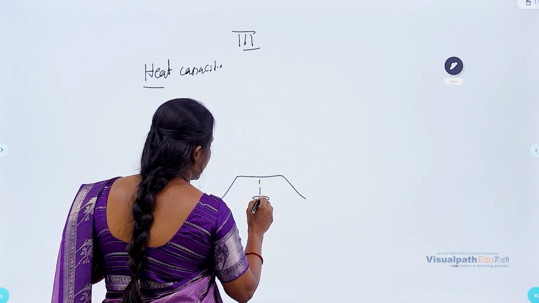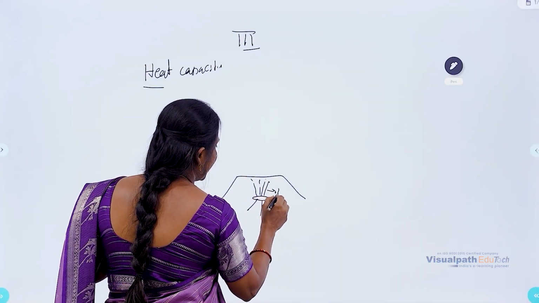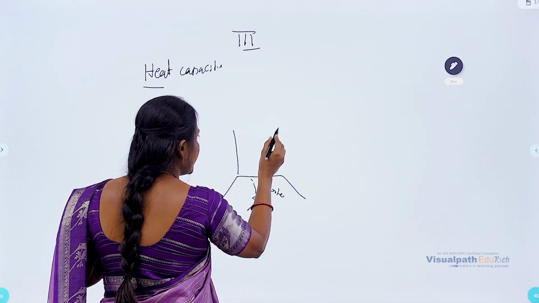It is a Bunsen burner. It helps to produce the heat. Here we take that operator.